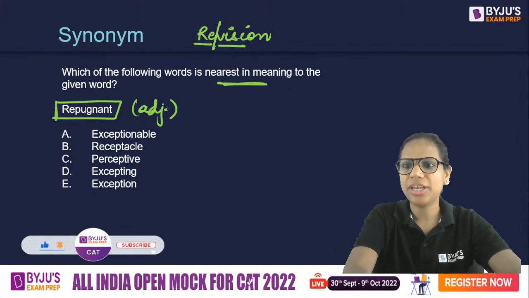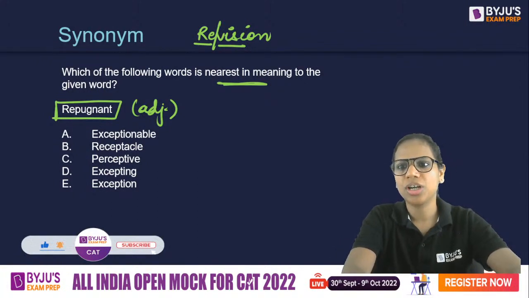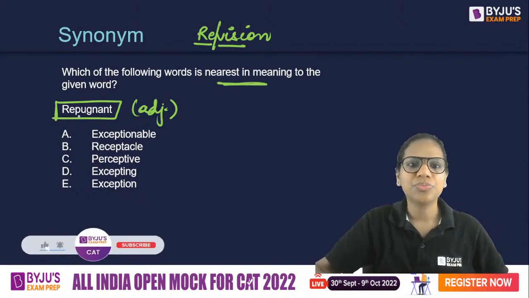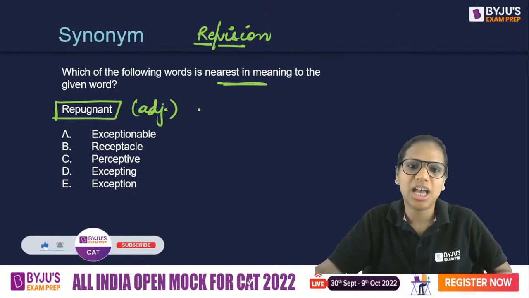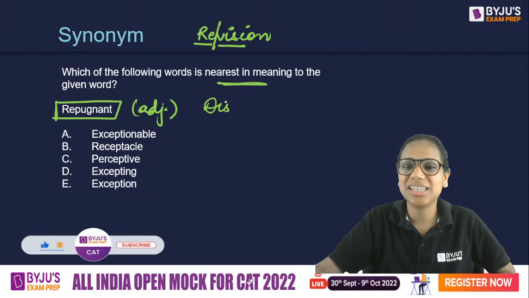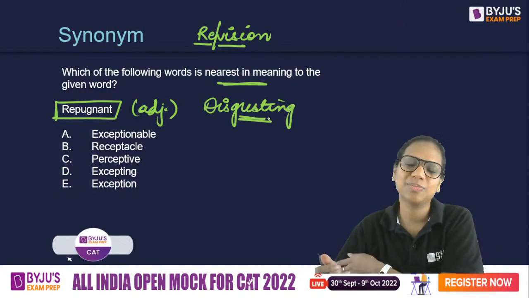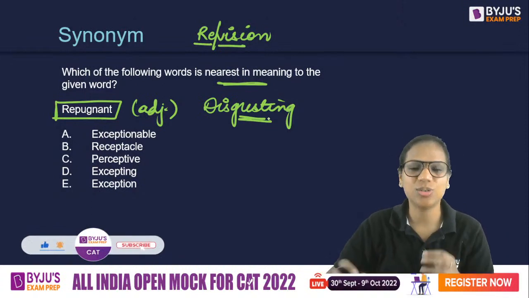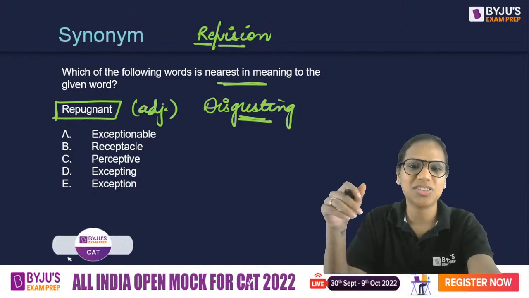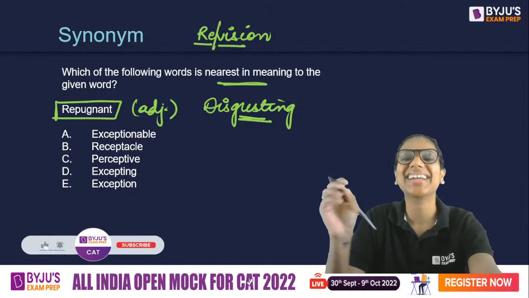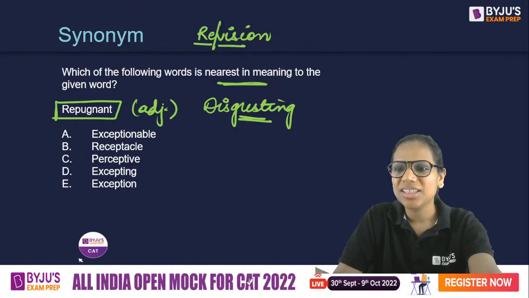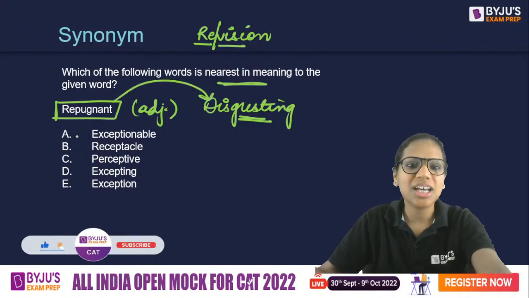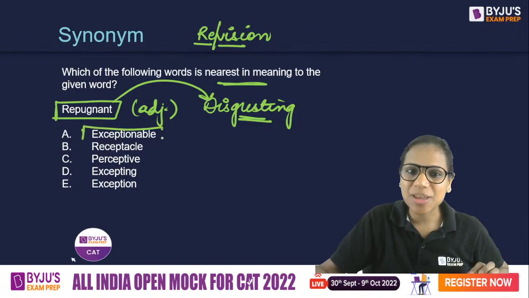If I find something repugnant, basically, I find it disgusting. So if I say I find lizards to be repugnant, just something, I don't know, this has been there with me since childhood, right? That means I find them disgusting. All right. So the synonym for this is actually exceptionable.